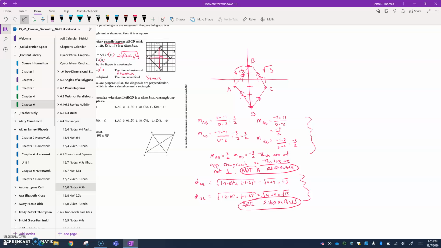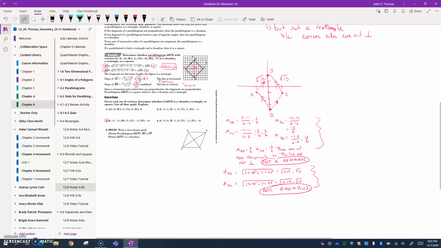If they are, you're in the category of rectangle. But then no matter what, we keep going. From there, we check one pair of consecutive sides. If the consecutive sides are congruent, then we can say that it's a rhombus. And if it was both a rectangle and a rhombus, we could say it was a square. So in this one, all we can really say is a rhombus. But again, the strategy is still there.